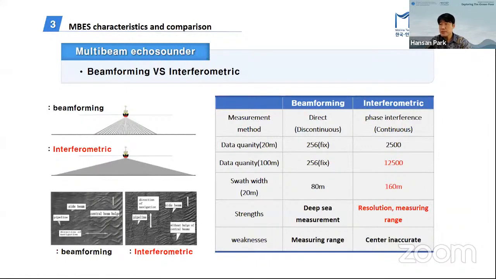So you can see that the interferometry multi-beam echo sounder can measure finer terrain differences. The interferometry method has recently been developed, and it is the latest method that has been applied, and we also try to use this multi-beam echo sounder and find out more good things related to the beamforming one.